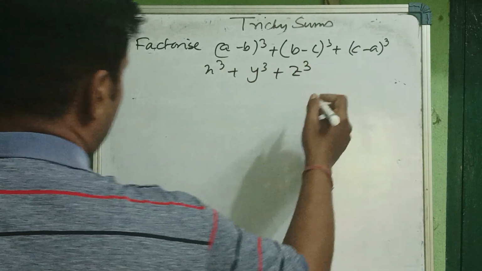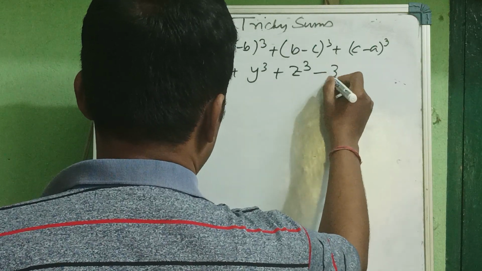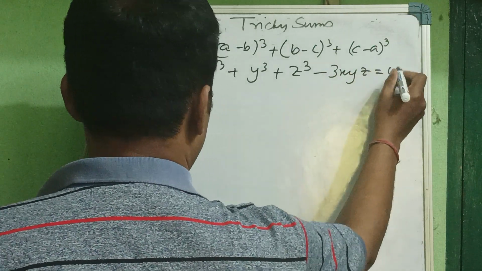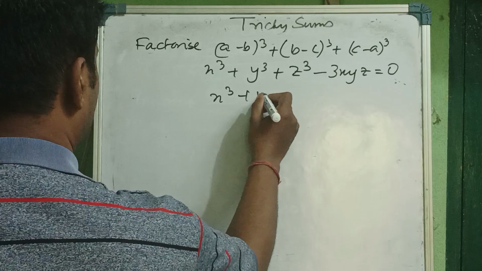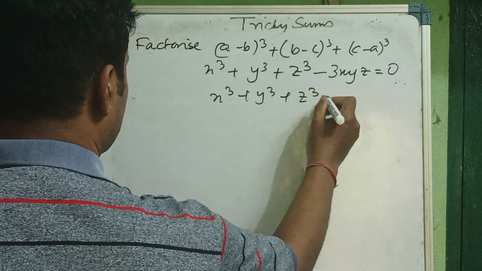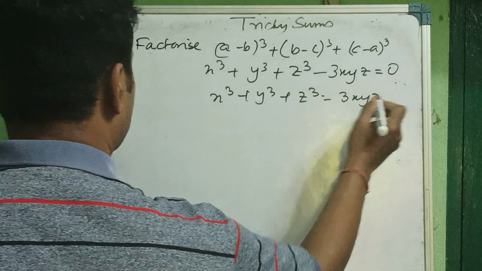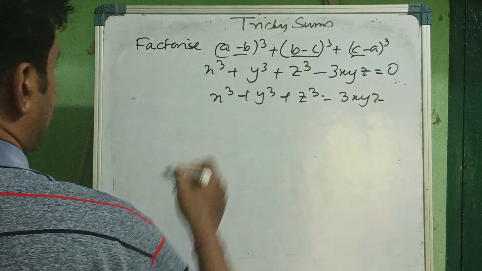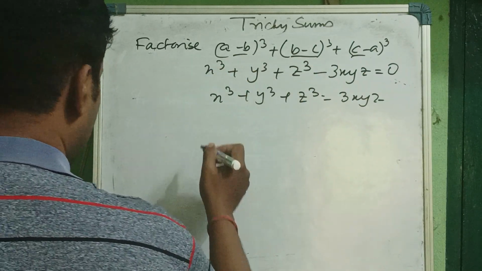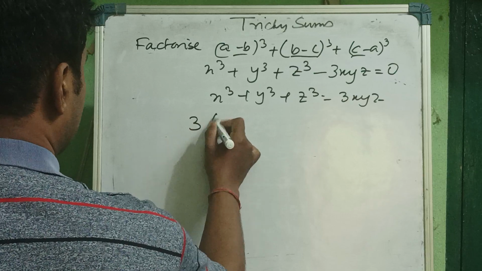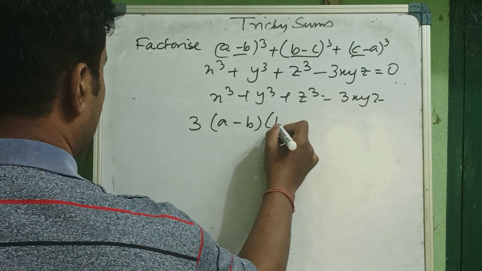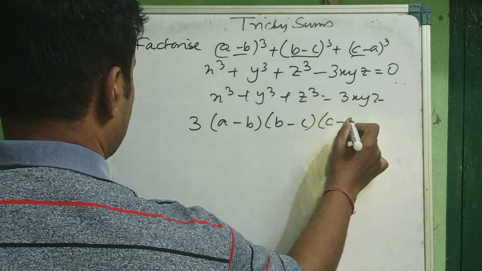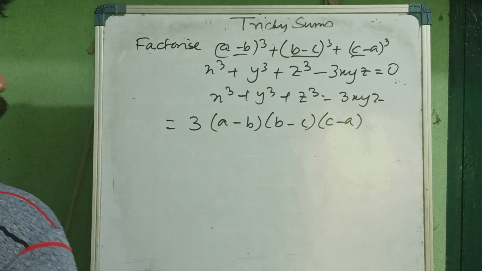We know the formula x cube plus y cube plus z cube minus 3xyz equals 0. So x cube plus y cube plus z cube equals 3xyz. So if these numbers are taken as x, y, z respectively, then we get 3 times (a minus b), (b minus c) and (c minus a) as my answer. Okay.